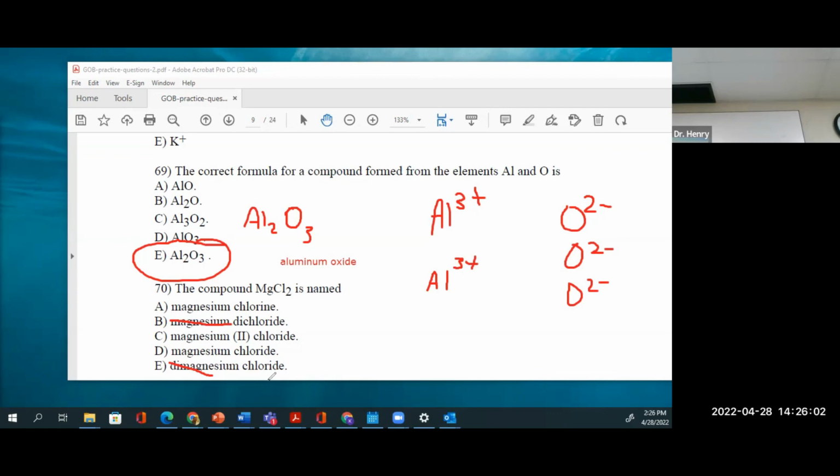So we don't need to put the charge because we know it's a group 2 metal. Group 2 metals are always going to be a +2 charge, so we don't need to put the charge, okay? So then it's either A or D. D is the correct answer because we know that when it's an ion, we use chloride, right? So it's not A.